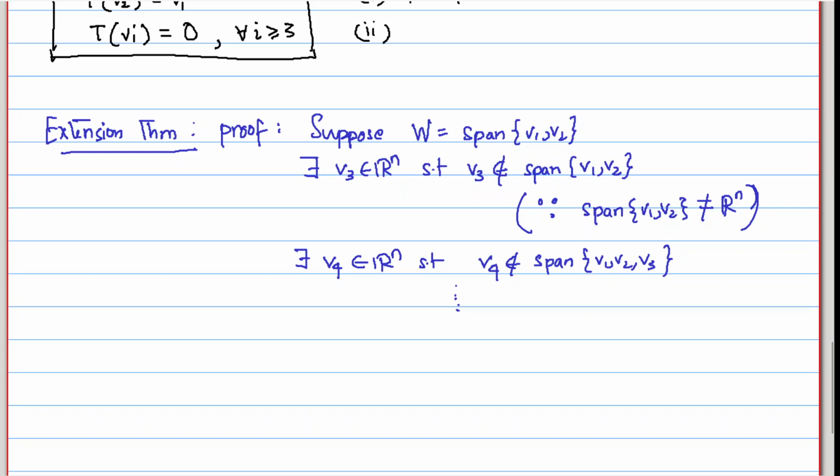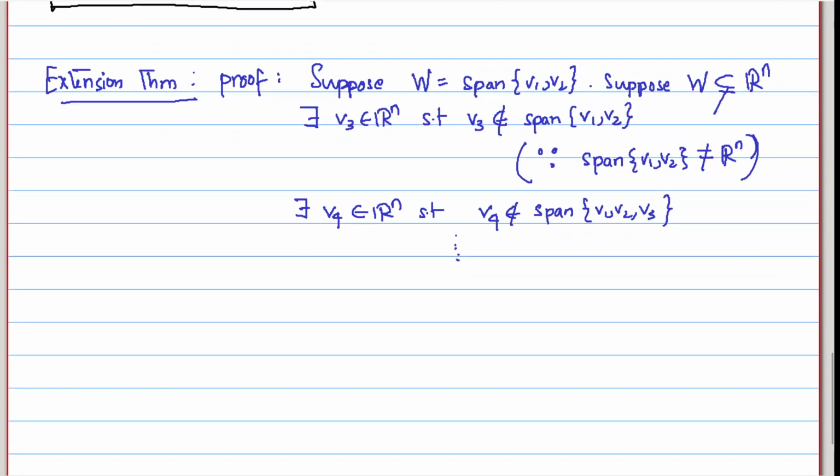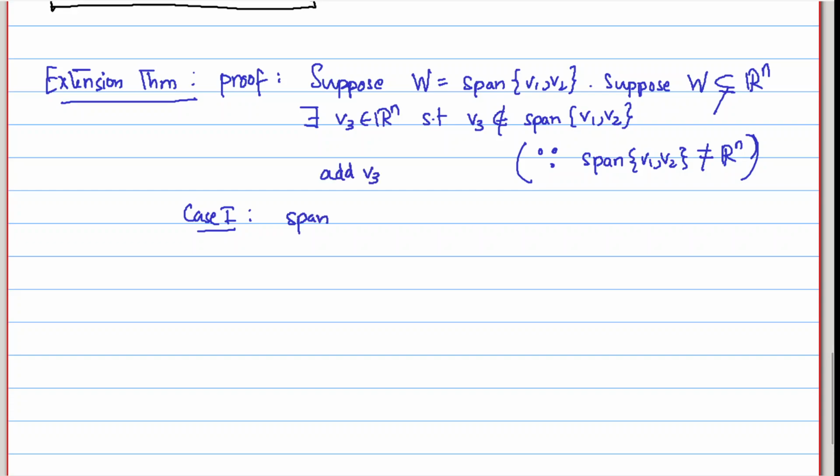So suppose, okay, we will do the next step. Suppose W is strictly contained in Rn, right? Then we do this. After this step also, there are two cases, right? Case one: what we do after this is we add v3, right? So now we have the span of v1, v2, v3. If this is equal to Rn, suppose, then we have a basis, right? Then we have v1, v2, v3.